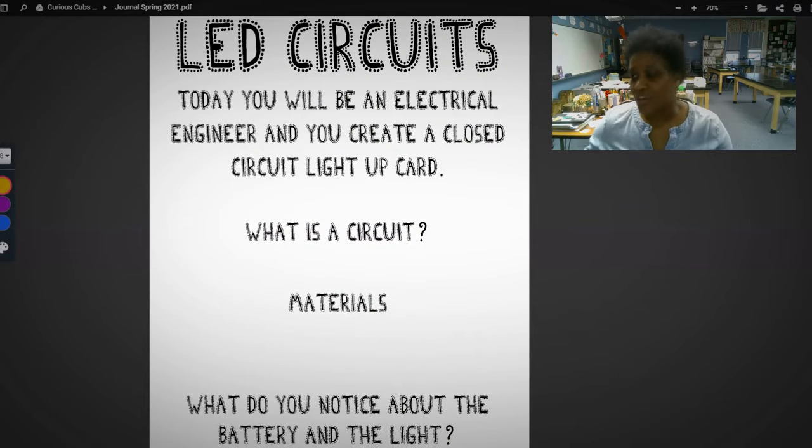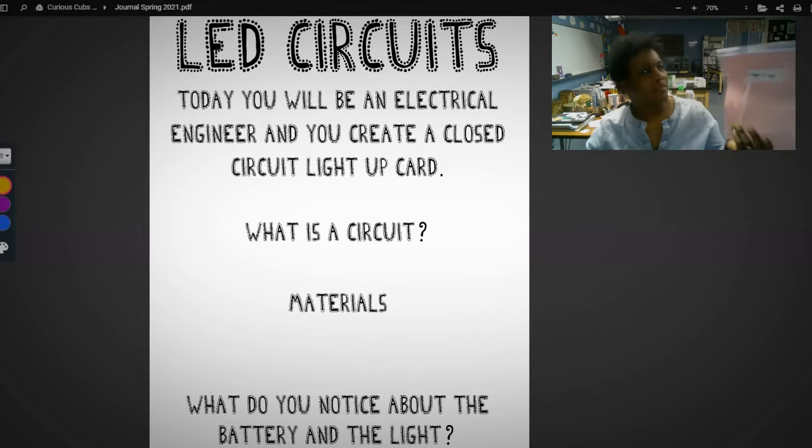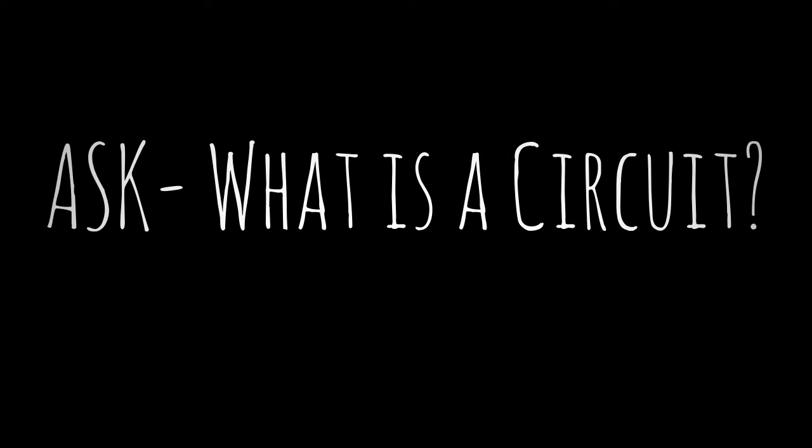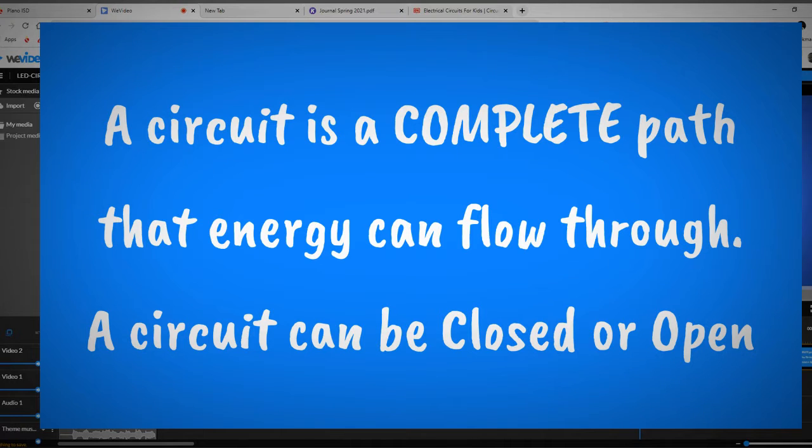Today, you will be using your bag, light it up, and you are going to be an electrical engineer, and you will be creating a closed circuit light up card. First of all, what is a circuit? A circuit is a complete path that energy can flow through. A circuit can be closed or open.